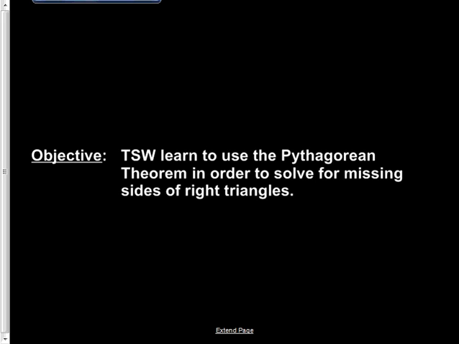Our objective is the student will learn to use the Pythagorean Theorem in order to solve for missing sides of right triangles. I anticipate that these will be the notes for Tuesday's class, the Tuesday following the Thanksgiving break. I am not sure what date that is, but you can always fill it in later on. So copy your objective, leave a space for your date if you don't know what the date is, and as always, press pause anytime you need more time, and then hit play whenever you're ready to move on. Okay, so let's get started.